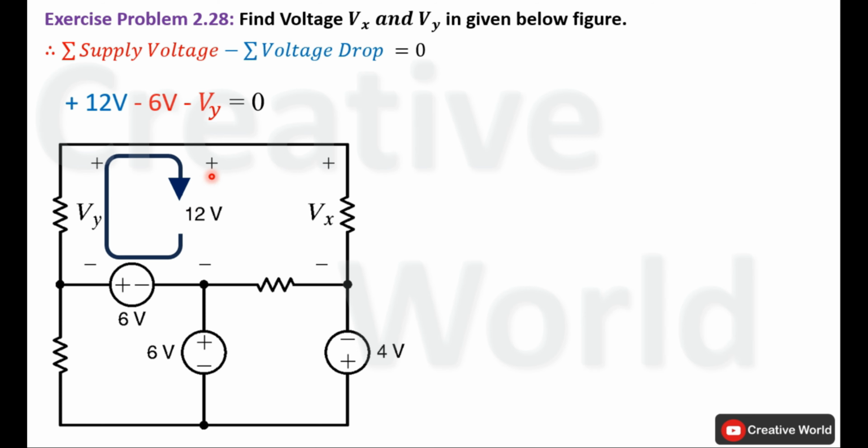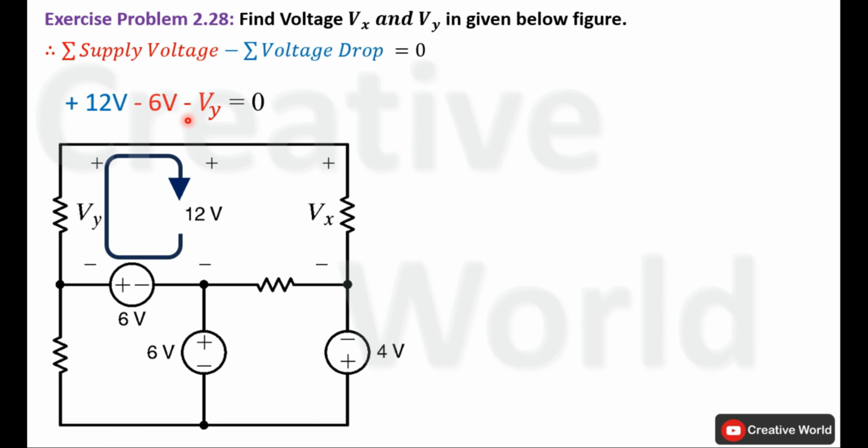Current entering terminal is positive, so voltage 12 volt will be taken with positive sign. Move to the next element. Current entering terminal is negative, so voltage across this voltage source will be taken with minus sign, minus 6 volt. Move to the next element. Voltage across this resistive element is labeled as Vy and current entering terminal to this Vy is negative, so voltage Vy will be taken with minus sign.